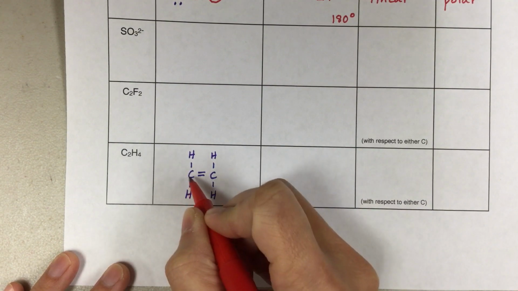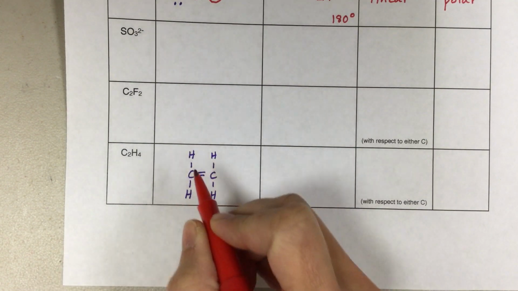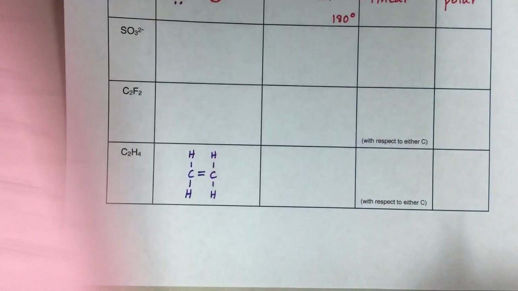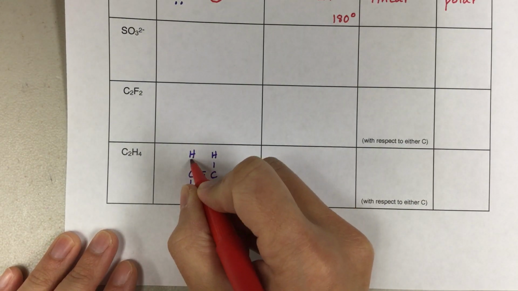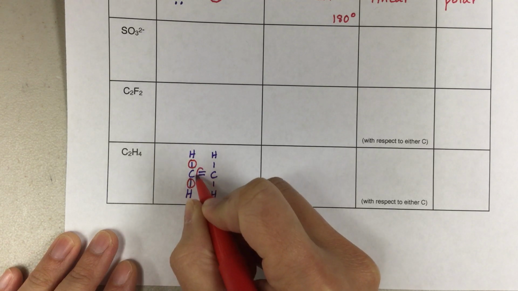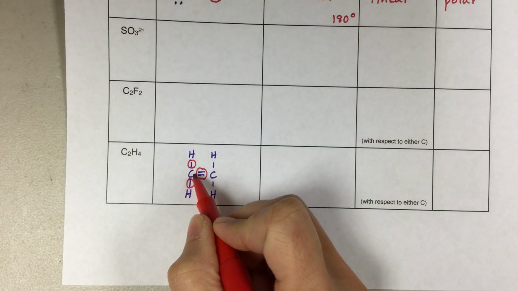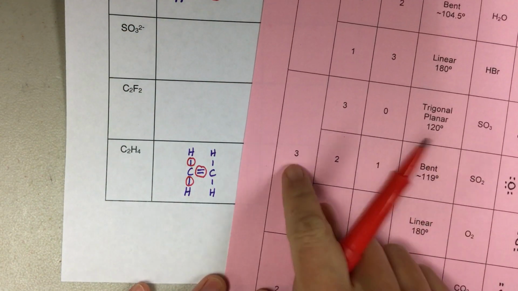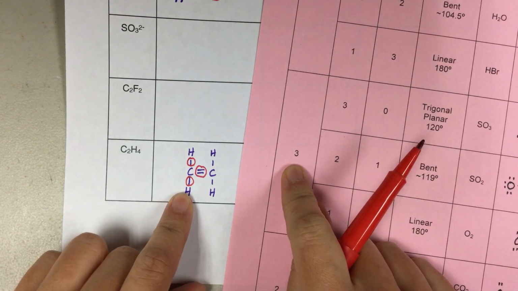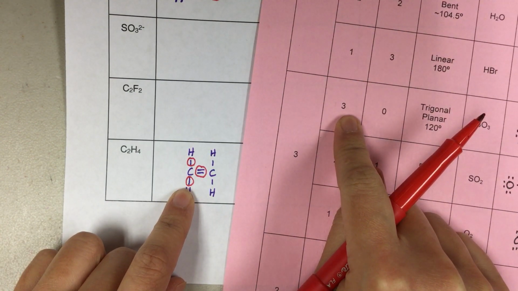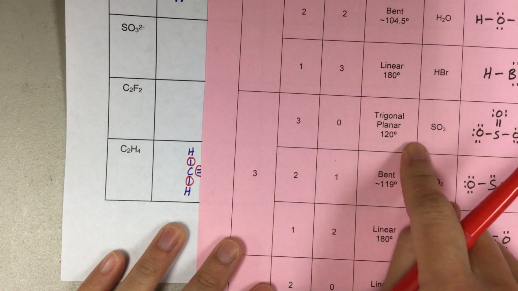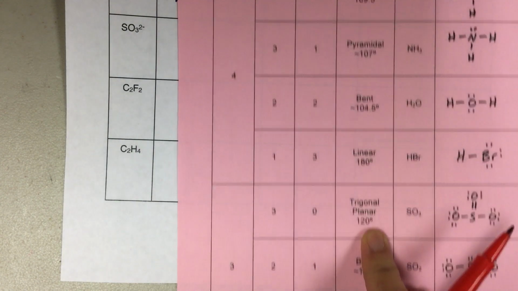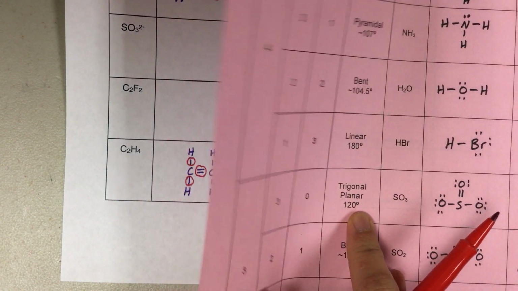So if we consider this carbon here first, remember, we're going to use this handout to figure out the shape. So we want to count the electron domains around this carbon. So there's one there, and one there. So the carbon here has 3 electron domains. So we go to 3, and all 3 of them are bonding, right? There are no lone pairs. Carbon doesn't like to have dots. So none of them are non-bonding, which brings us to the shape trigonal planar, with bond angle of 120 degrees.